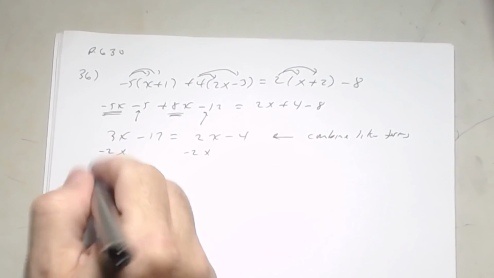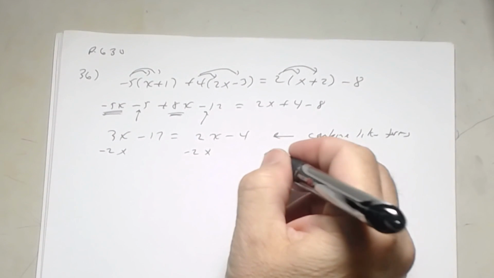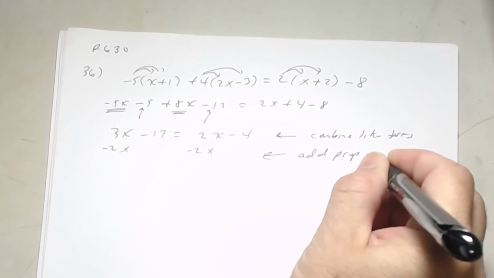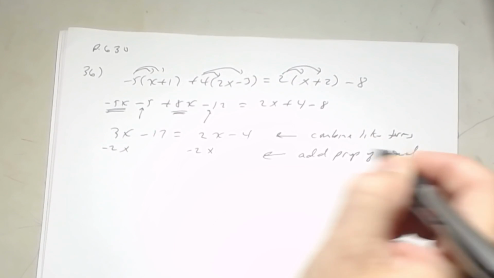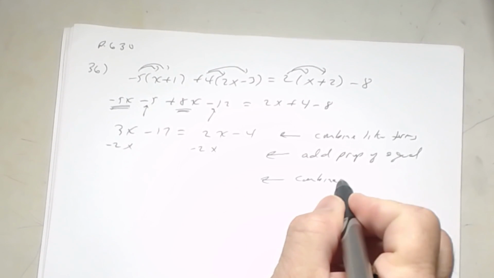See how I'm aligning my like terms? Because the next step is going to be to do what? Combine like terms. So what property did I just use, though? Addition property of equality. Now what's the next step? Combine like terms.